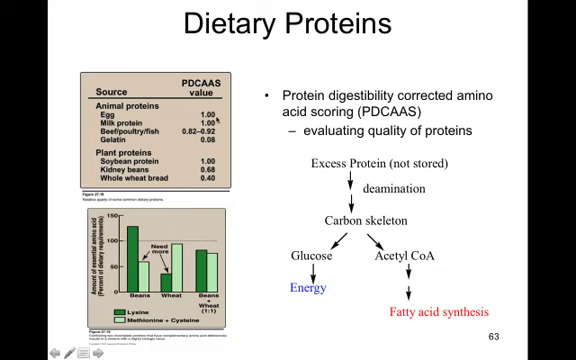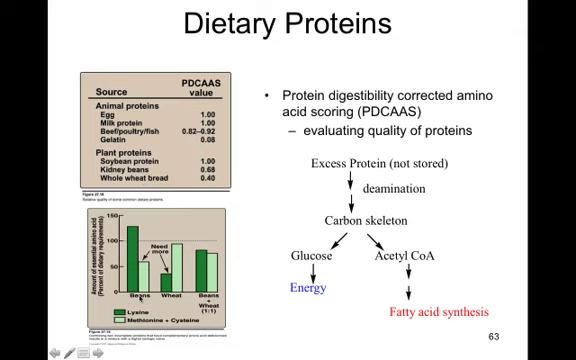So, for example, egg or milk proteins are considered to be the complete proteins. Not only are all of the amino acids in eggs and milk proteins important for your body, it is able to assimilate all of them. On the other hand, you have something like gelatin, which has a very low PDCAAS value, which means not all of the protein in gelatin can be absorbed by the body. Same goes for whole wheat bread.